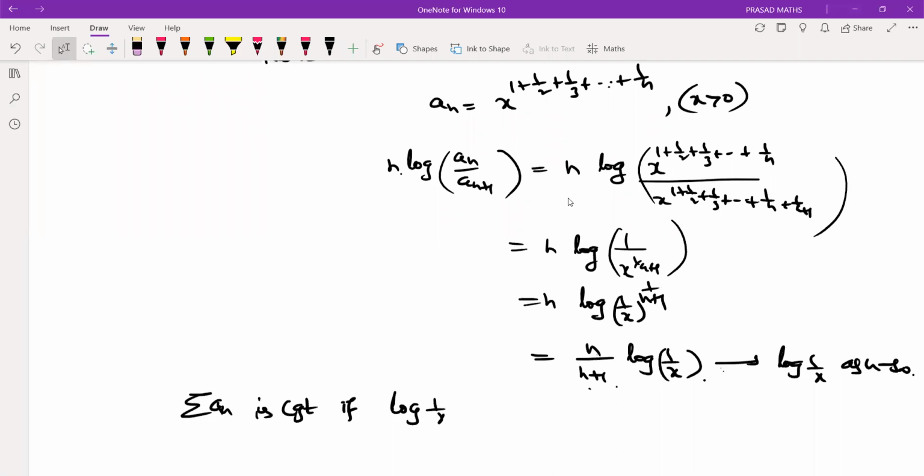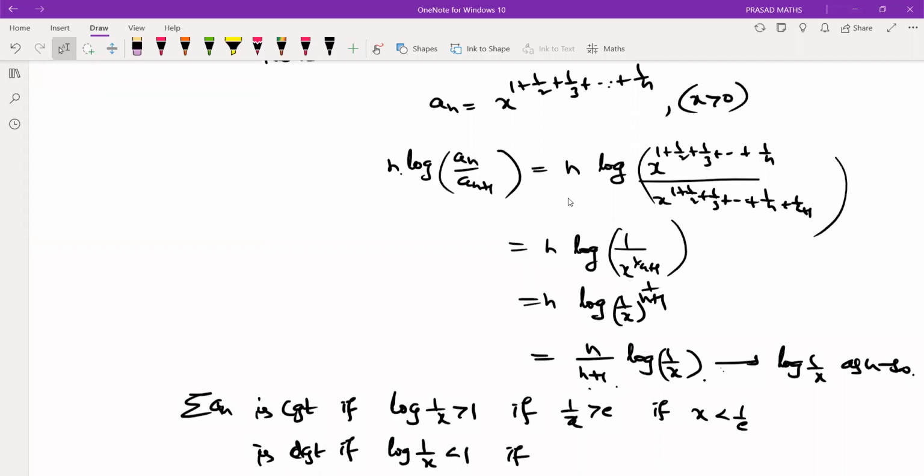if log 1 by x is bigger than 1, and divergent if log 1 by x is less than 1. That is the same as saying that 1 by x is bigger than e, that is, x is less than 1 by e. So whenever x is less than 1 by e, this is convergent. Whenever x is bigger than 1 by e, this is divergent.